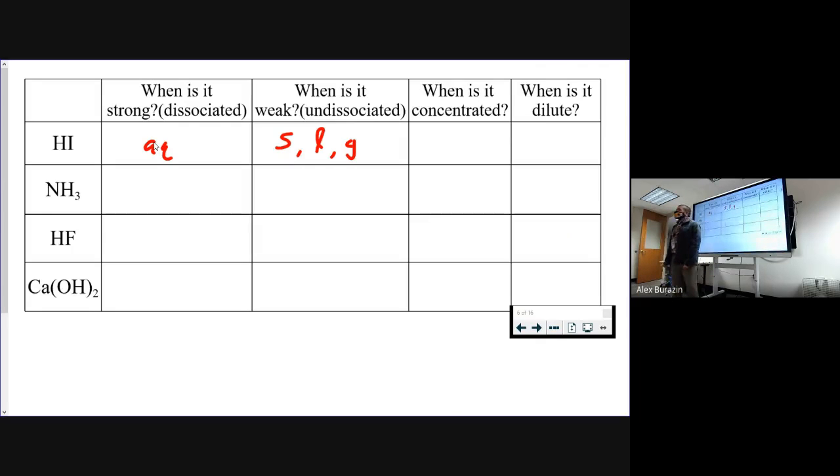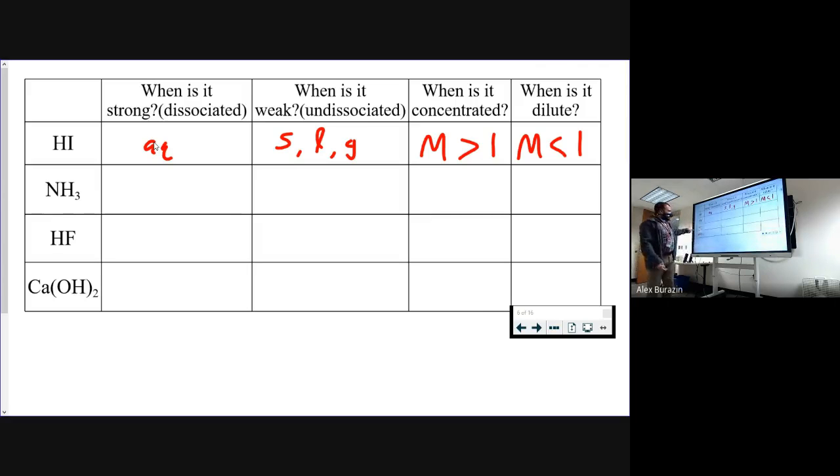When is it concentrated? Do you remember the terms concentrated and dilute? Okay. What is a concentrated solution? What is a dilute solution? We had a cutoff of what we called concentrated. Anything above that was concentrated. Anything below it was dilute. Do you remember what that cutoff was? It was a nice number. Yeah, it was 1. Okay. When is this concentrated? When the molarity is greater than 1. When is it dilute? Well, when the molarity is less than 1. And that is true for any solution.